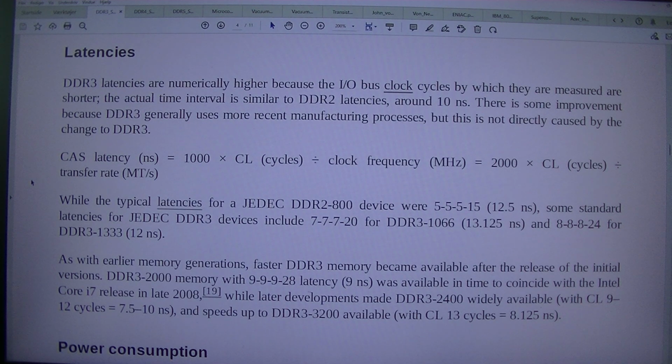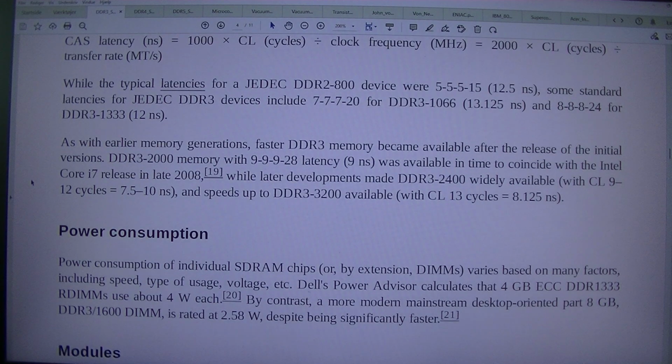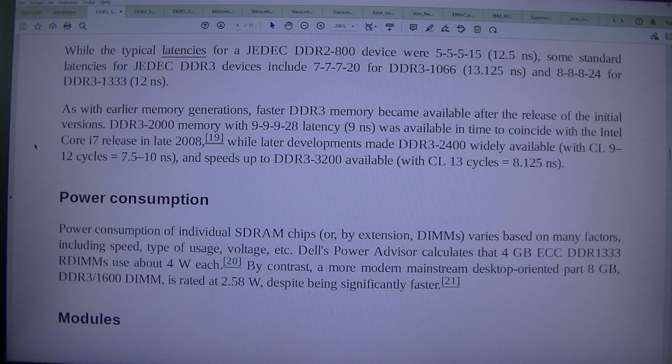DDR3-2000 memory with 9-9-9-28 latency, 9 ns, was available in time to coincide with the Intel Core i7 release in late 2008, while later developments made DDR3-2400 widely available, with CL9, 12 cycles, equals 7.5 to 10 ns, and speeds up to DDR3-3200 available, with CL13, 13 cycles, equals 8.125 ns.